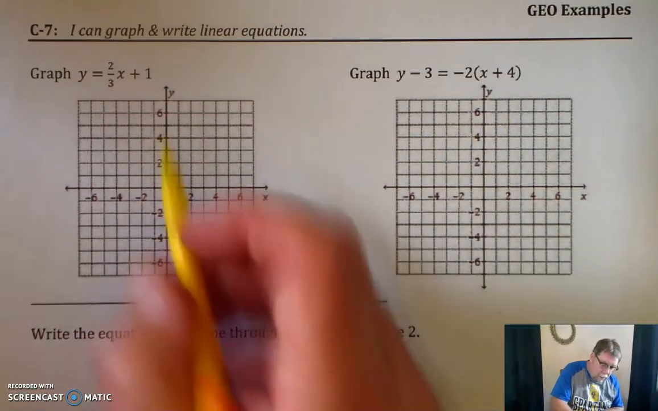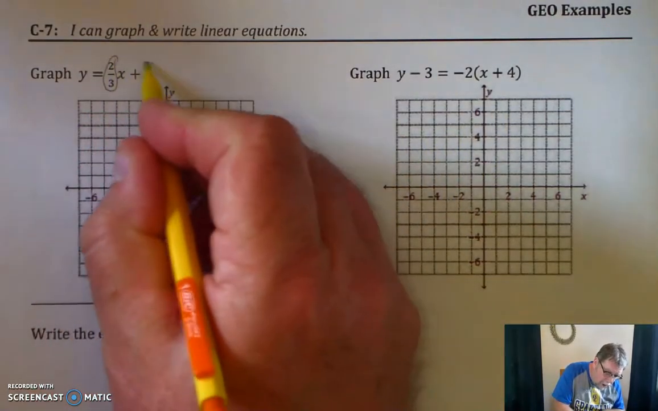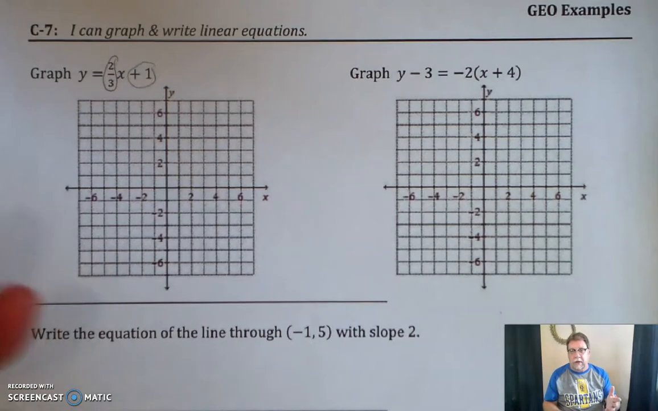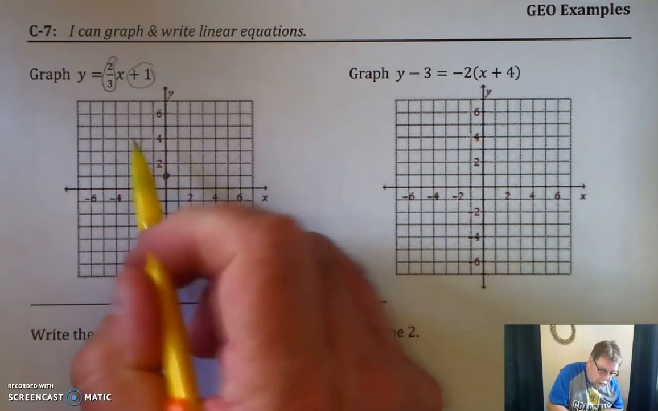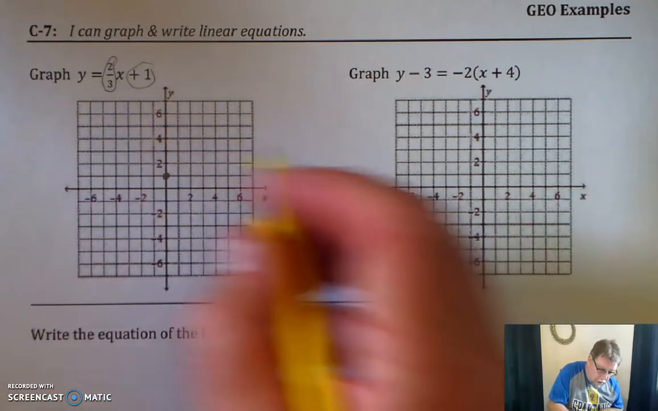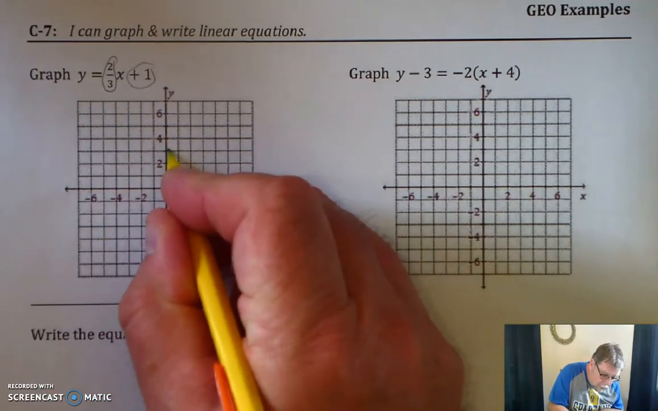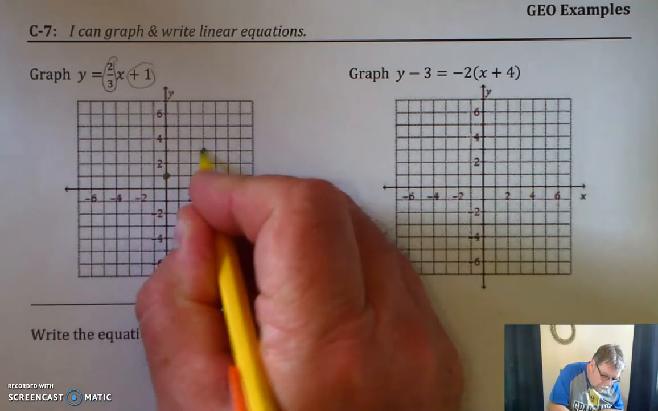It's so simple. We have the slope at 2/3. We have the y-intercept at +1. Always start at the y-intercept. So +1 would be a point on the line. Once we do that, we've got the slope. And so from that point, we want to do rise over run. 2/3 is our slope, so we're going to rise 2 and run to the right 3 in a positive direction.